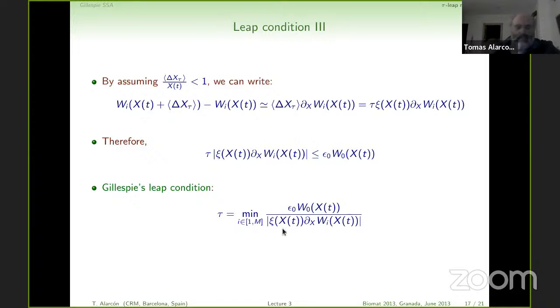There has been recent work trying to combine this with optimization techniques in order to obtain some sort of estimation of what epsilon 0 should be, but that's beyond our scope.